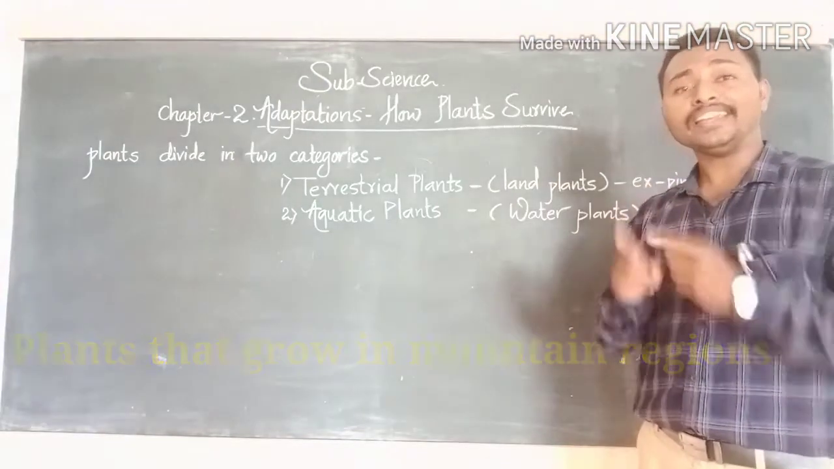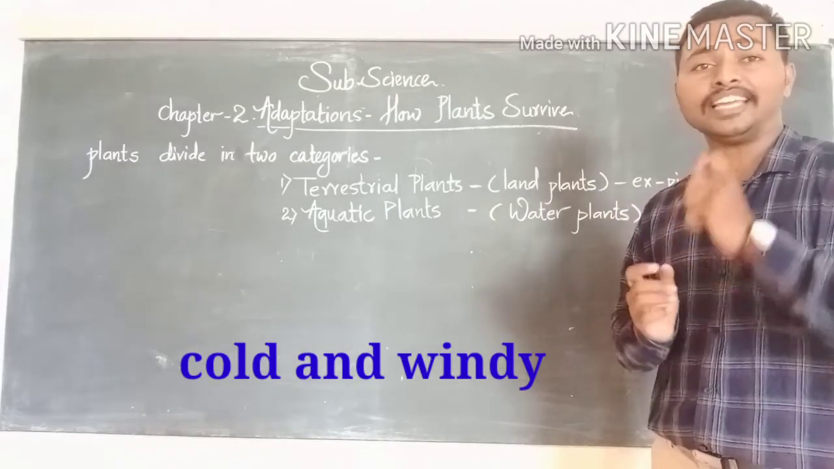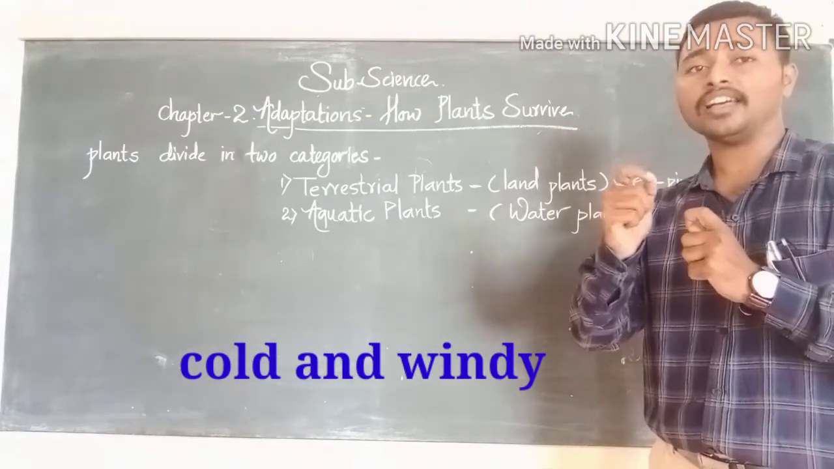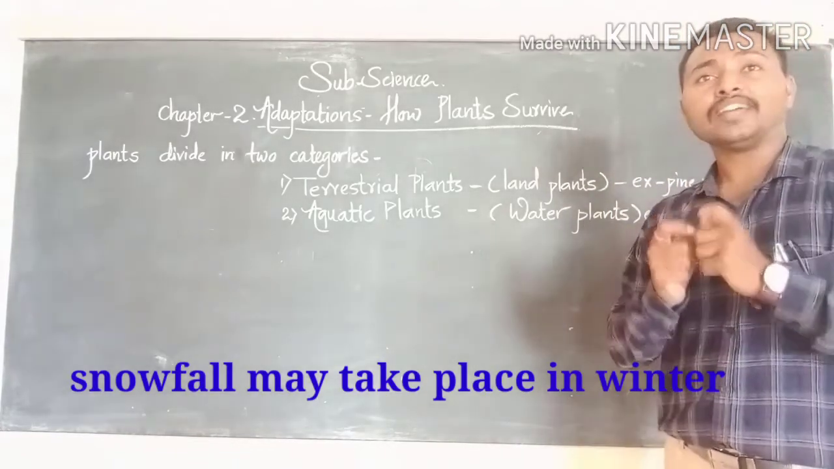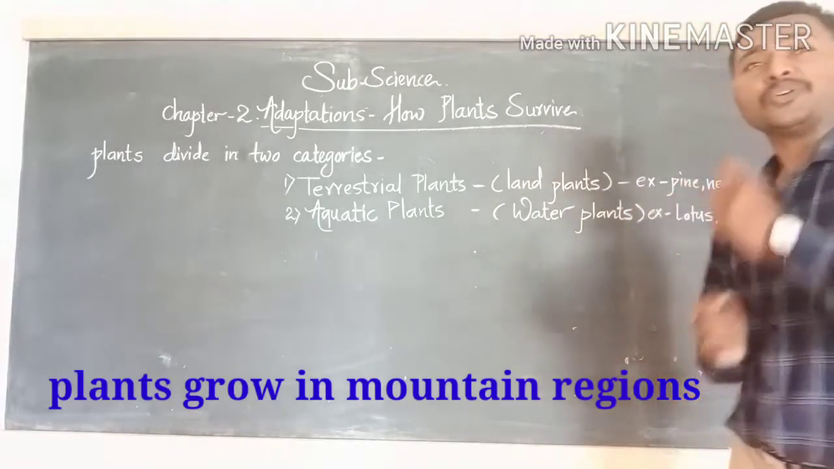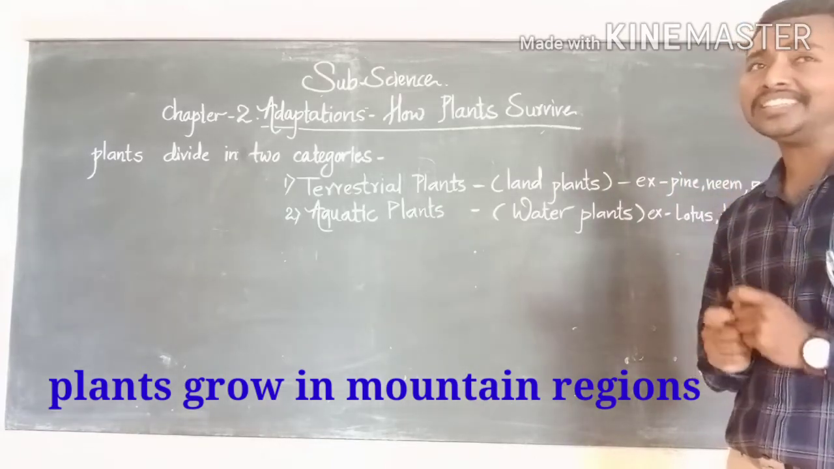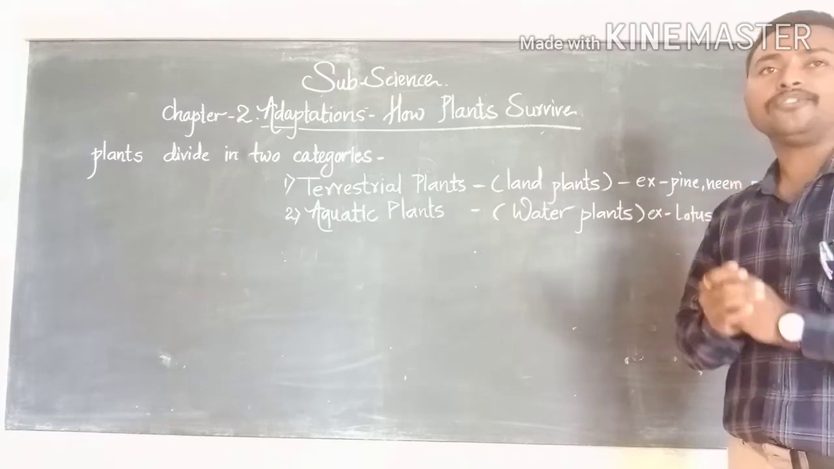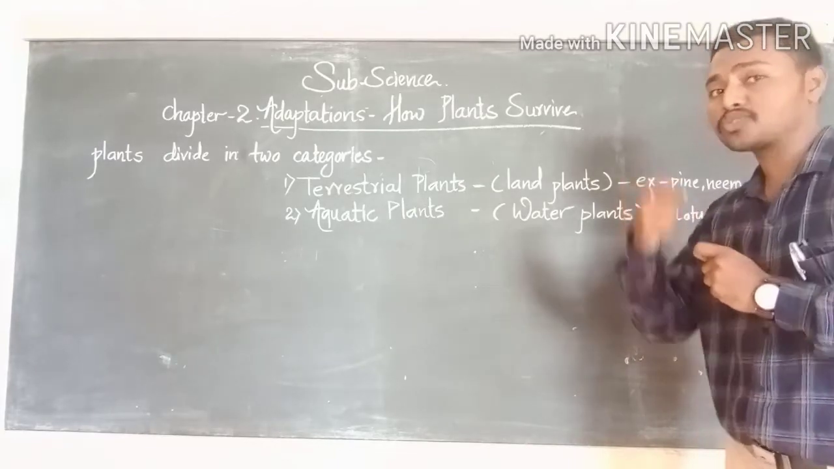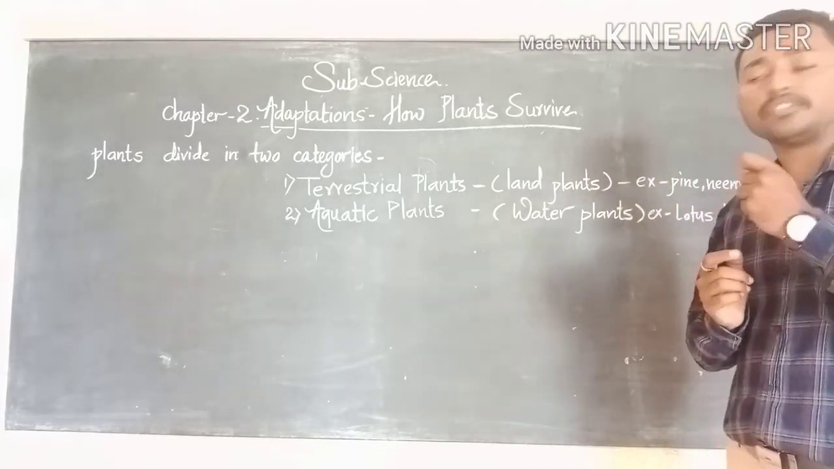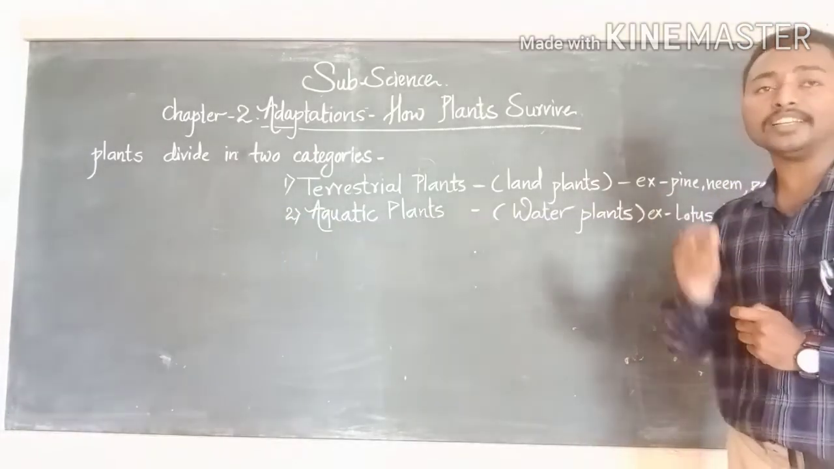Plants that grow in mountain regions. These regions are normally cold and windy. ये regions ज़्यादातर cold और windy, हवा के आना जाना बहाव ज़्यादा रहता है. In some areas, snowfall may take place in winter. वहाँ पे सर्दियों में snowfall भी होता है. For example, fir, deodar and spruce are examples of plants that grow in mountain regions.